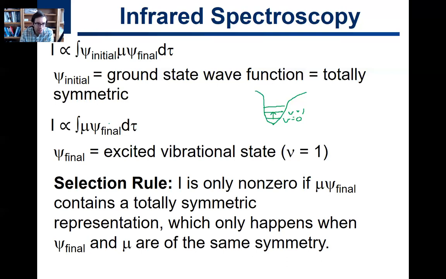So your selection rule now is very simple. You're just looking at the symmetry of mu, your transition moment operator, which is x, y, or z depending upon the polarization of light, and psi final, which is the symmetry of your excited vibrational state that you're trying to get to. Because of all the integral rules and the product table rules that we've gone over, we can say our selection rule: the intensity of a peak is only going to be non-zero if the product of mu and psi final contains a totally symmetric representation, right? Because only then will the integral be non-zero, because it can't have any odd functions. And that only happens according to our product table rules when psi final and mu are of the same symmetry. So it boils down to just asking, hey, is my excited state symmetry the same as mu?